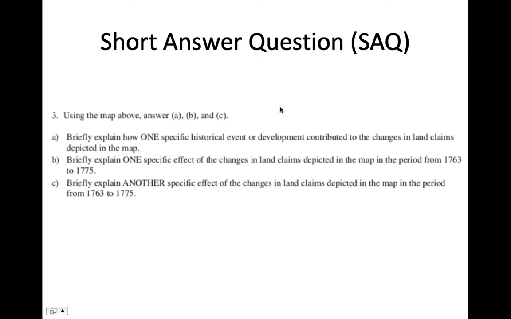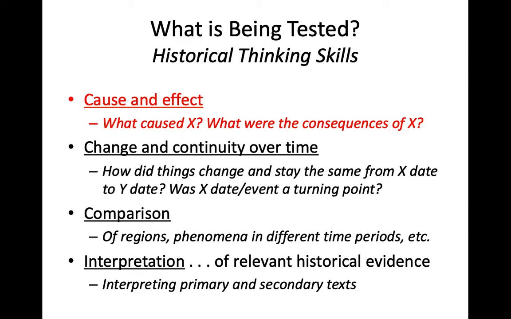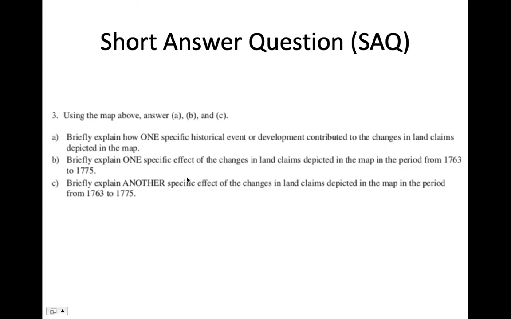Here are the three prompts. We'll look at them one by one. The first one is briefly explain, just a reminder that this is a cause and effect question. In fact, all three of these prompts are either cause or effect questions. Prompt A is a cause question, and prompts B and C are effects questions. So let's look at prompt A.